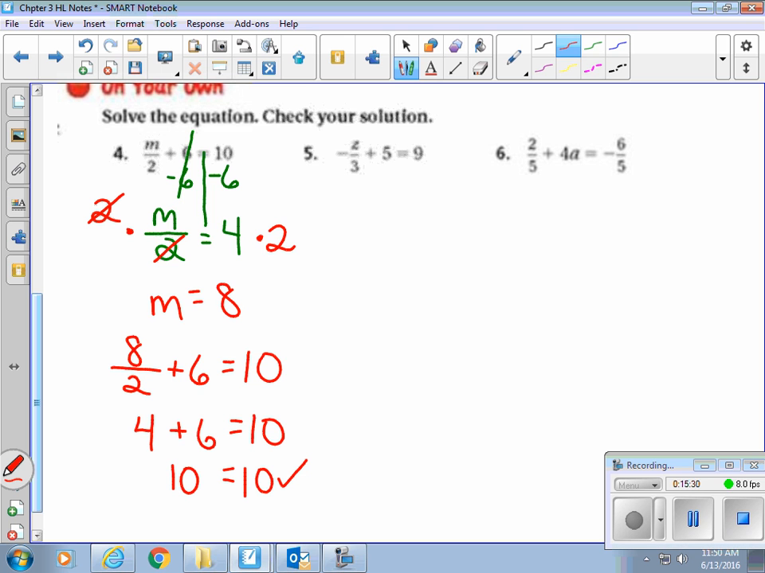So I'm going to ask that you pause the video now and see if you can solve numbers 5 and 6. Pay attention to the fact that you now have a negative fraction there. See if you can figure out what to do. Try those two, pause your video, and then come back and check your answers.